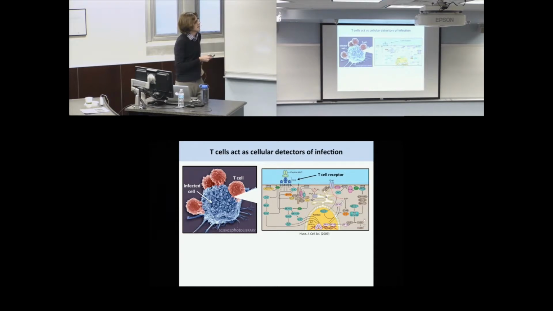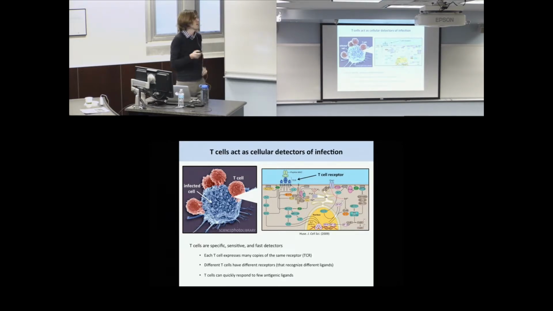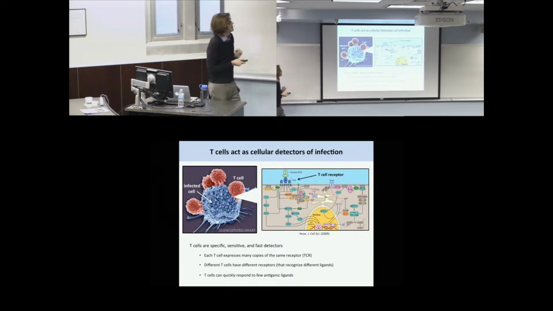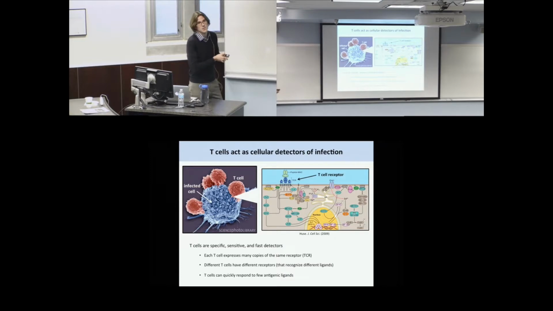So this is exactly what I just showed you, and tell you why T-cells are so incredible. In a sense, all cells are. But these T-cells, which are identifying this infected cell, are specific, they're sensitive, and they're fast. Let me tell you what I mean by that. Each of these T cells expresses many copies of the same protein receptor, this TCR. Each T cell has on the order of 30,000 of these expressed on its surface.